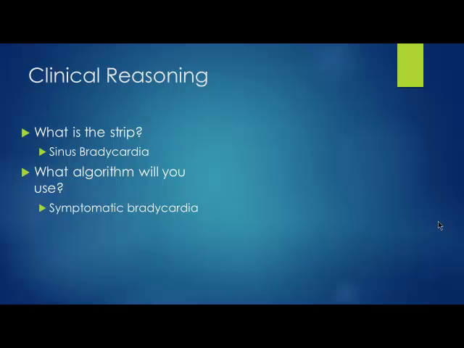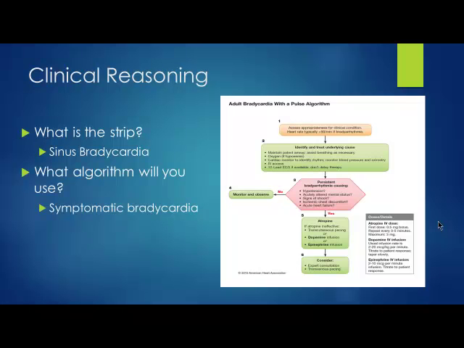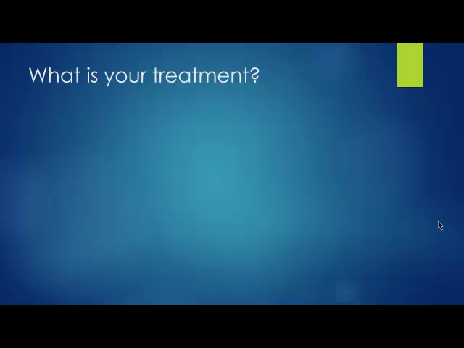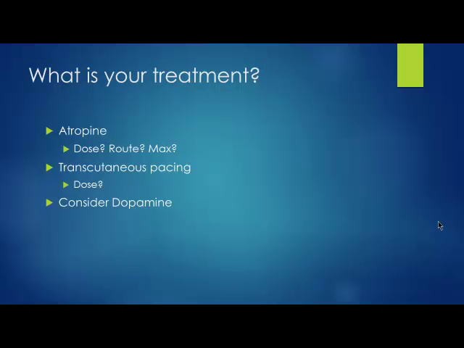All right. What's the first thing that you do after you do your monitoring and your oxygen and all that good stuff? Atropine. 0.5 milligrams. Up to 3 milligrams max. Transcutaneous pacing. What do we set the rate at? 70. Increase the milliamps till we get captured. Or dopamine, it's 2 to 20 mics, or epinephrine, which is 2 to 10 mics.